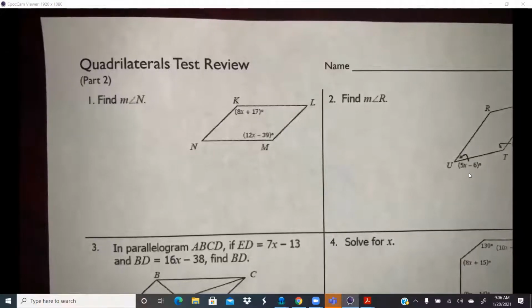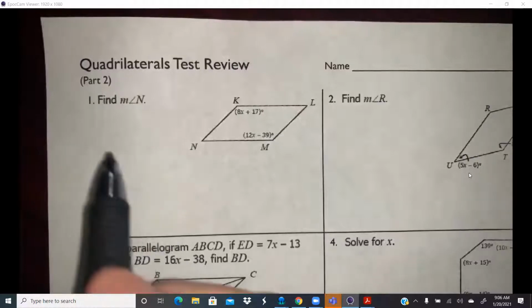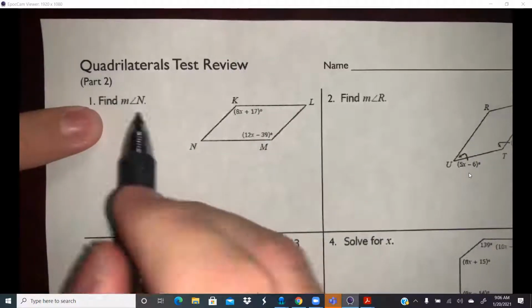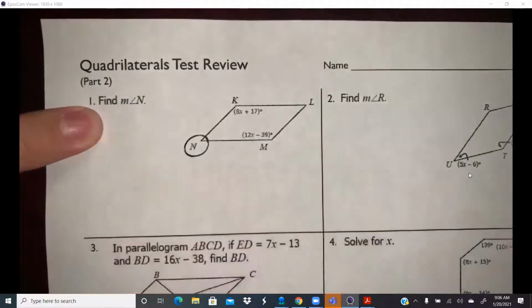All right, so I'm going to go over this test review part 2 with you guys in video form so that you guys can reference it if you need any help with it or if you're trying to study a little bit extra on the test. So when you look at this first question, it says find the measure of angle n, okay?